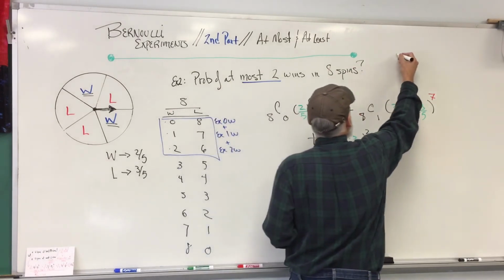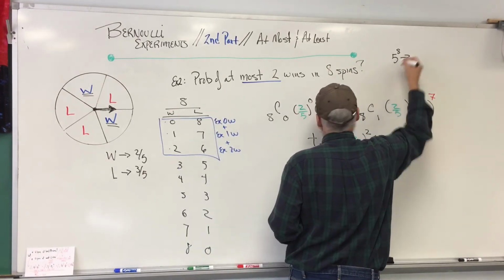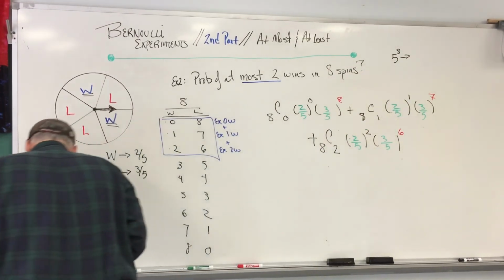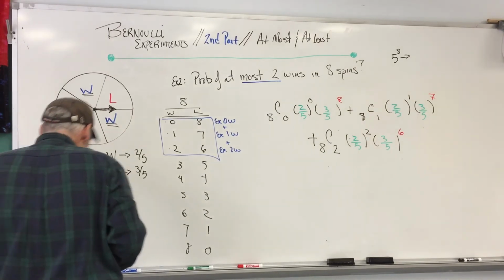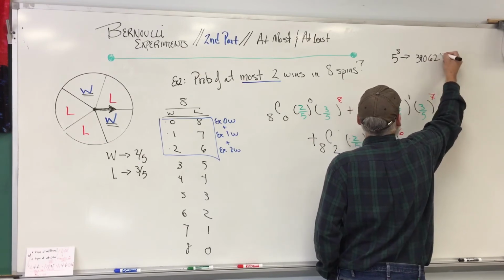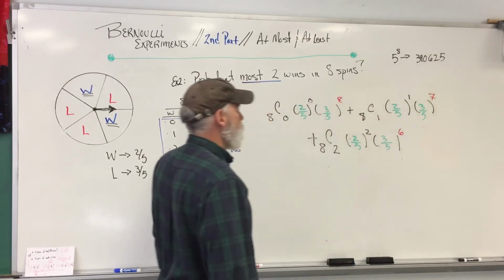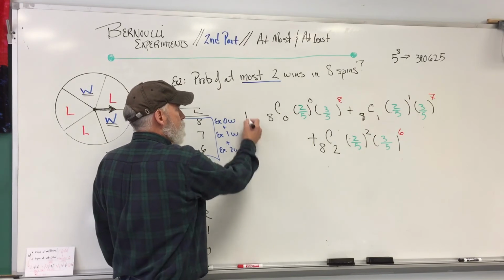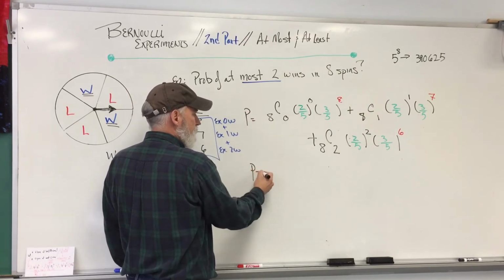So we're going to come over here and calculate 5 raised to the 8th. And I've done that on my card here. And it is 390,625. And that's what the denominator of all of these will be. So my probability could be rewritten this way.